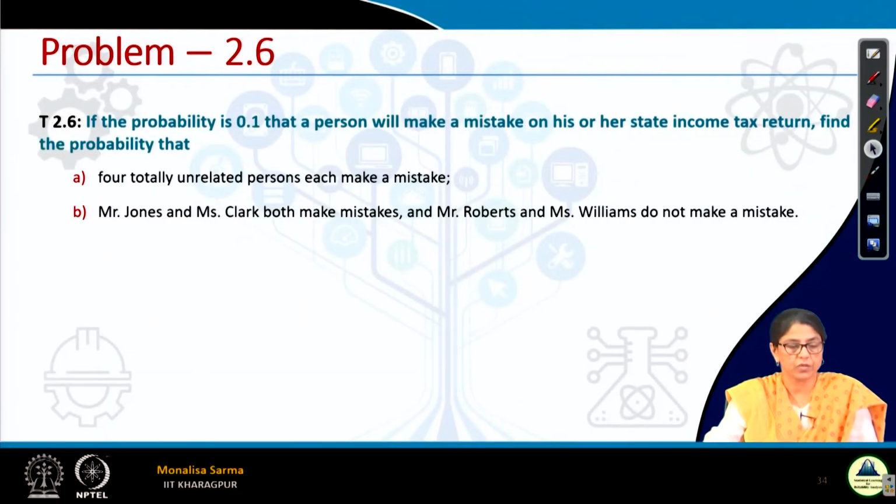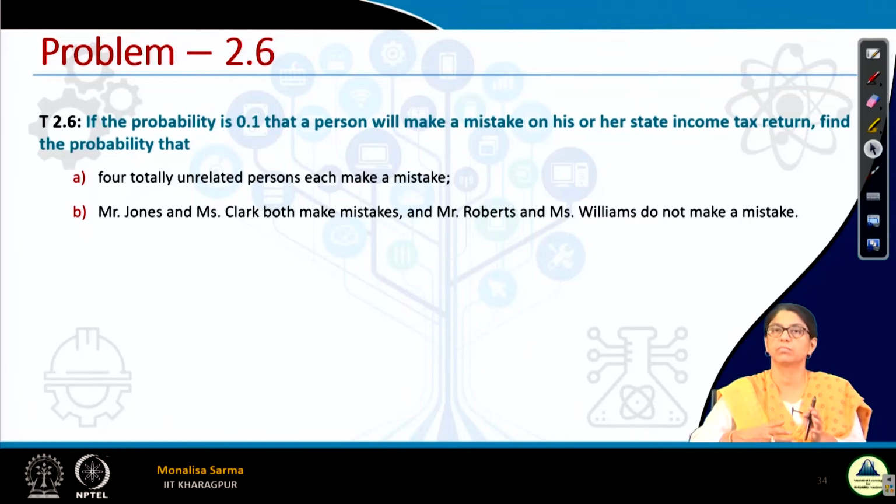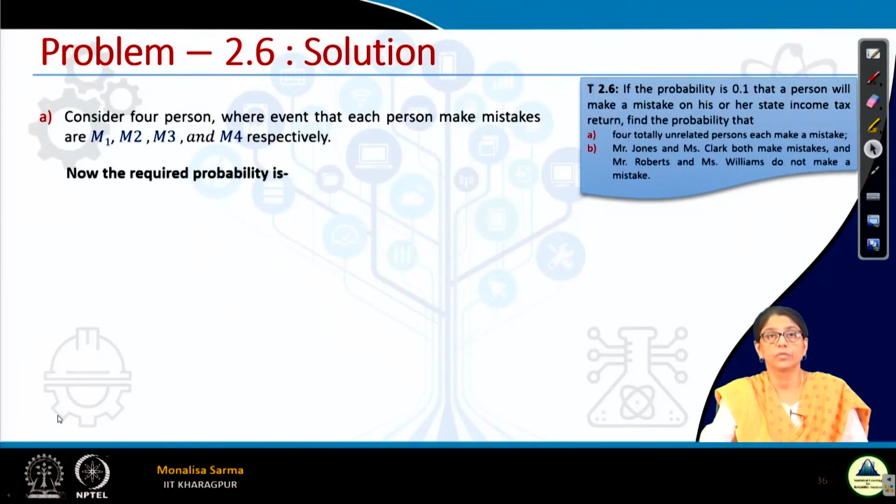Okay. So now the next question: if the probability is 0.1 that a person will make a mistake on his or her state income tax return, find the probability that 4 totally unrelated persons each make a mistake. Now, is this a question of independent events or dependent events? Definitely it is a question of independent events, unrelated people. So there cannot be any dependency. If one makes a mistake, that does not mean the other will make a mistake, totally unrelated people. So for 4 totally unrelated persons, it is just the multiplication of all the probabilities.